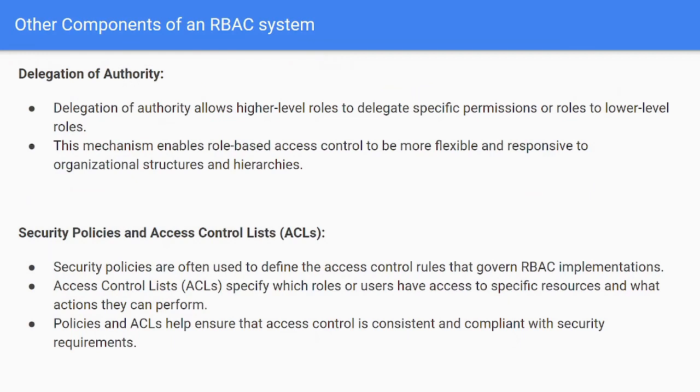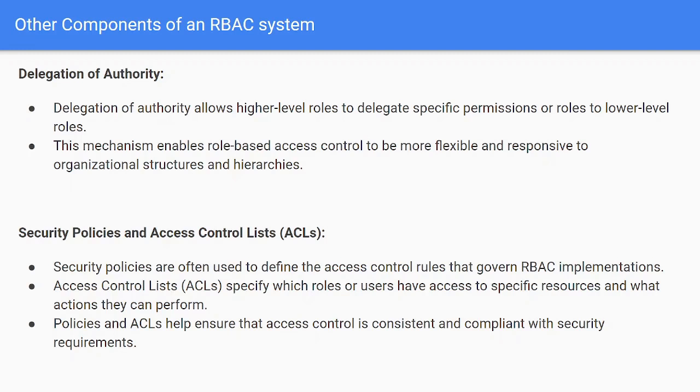And we have delegation of authority. Delegation of authority allows higher-level roles to delegate specific permissions or roles to lower-level roles. This mechanism enables role-based access control to be more flexible and responsive to organizational structure and hierarchy. So let's say as an IT manager, you have certain responsibilities, but you want to delegate this to your intern or your junior IT support person to work on.